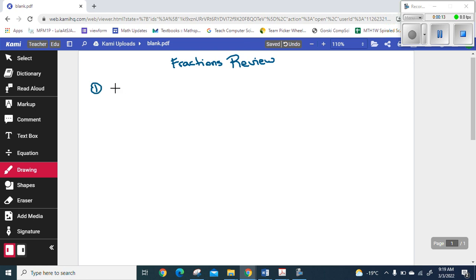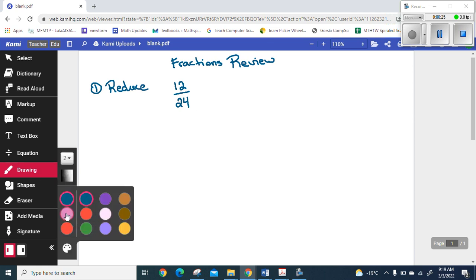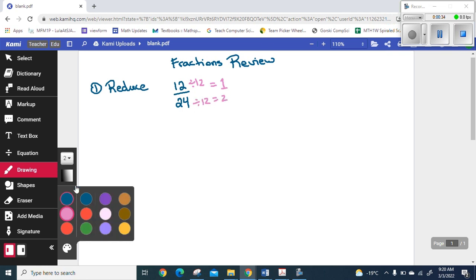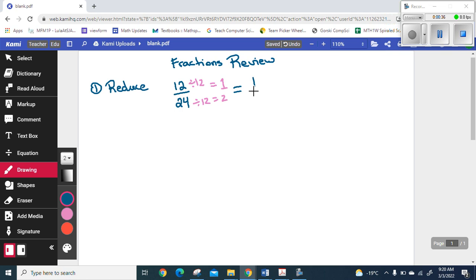So first off, we have to be able to reduce, right? All fractions need to be in lowest terms. Makes it a lot easier to work with when they're reduced. So if I have something, maybe 12 over 24. That's a nice straightforward one. We know that 12 goes into itself once. We know 12 goes into 24 two times, and there you go, we found our answer. So our answer is 1 over 2.